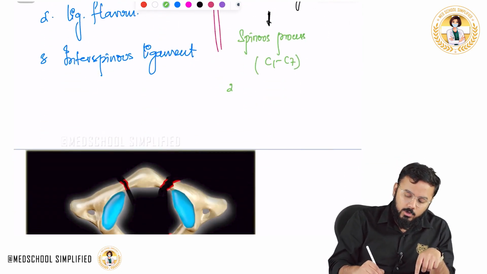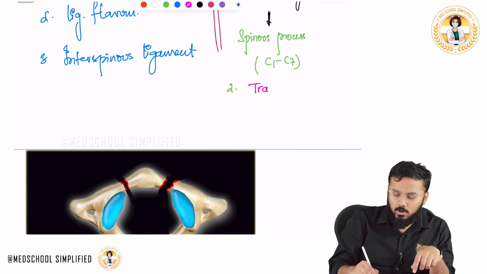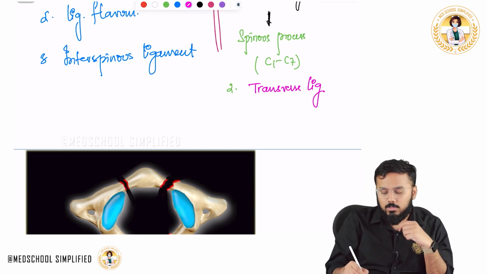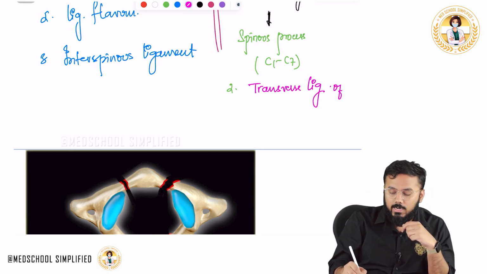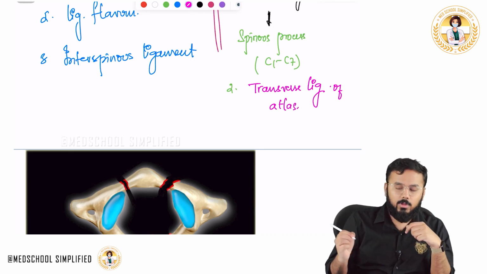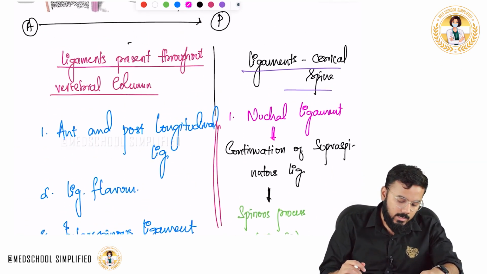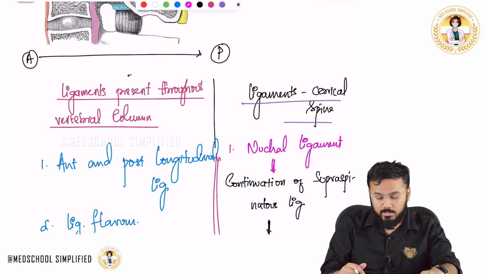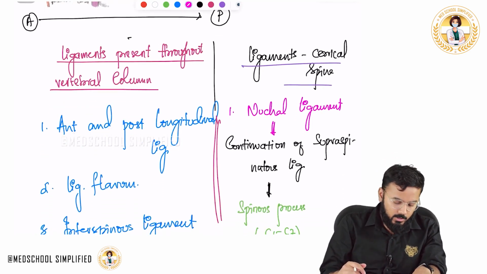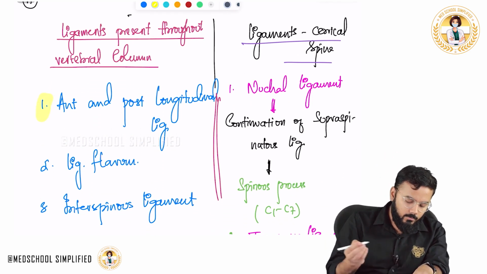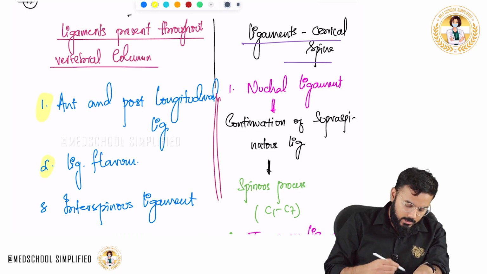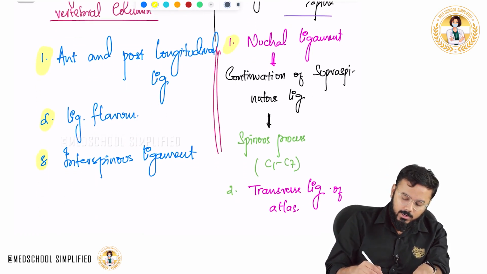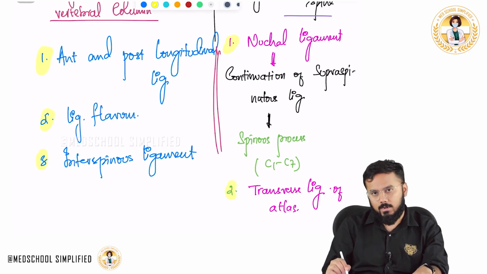And the second important ligament, which is not shown over here, is called your transverse ligament. Where is this transverse ligament present? This is called the transverse ligament of the atlas. So what are the ligaments present throughout the vertebral column, and what are present only till the cervical spine? Throughout the vertebral column, we have the anterior and posterior longitudinal ligament, ligamentum flavum, and interspinous ligament. Only in the cervical spine we have the nuchal ligament and the transverse ligament of the atlas, right?